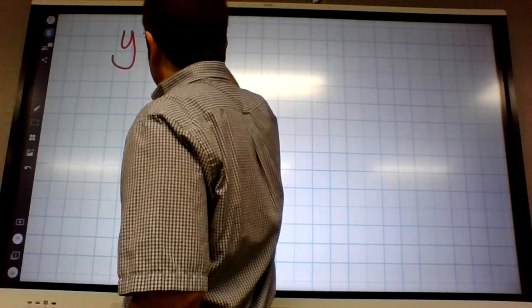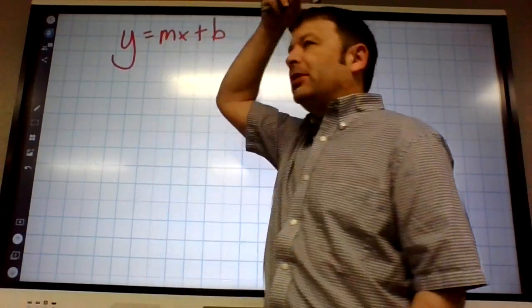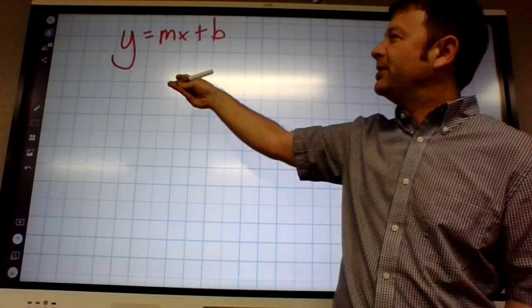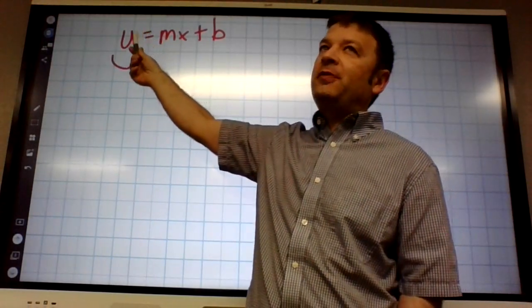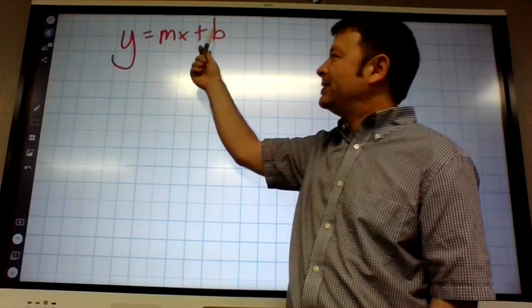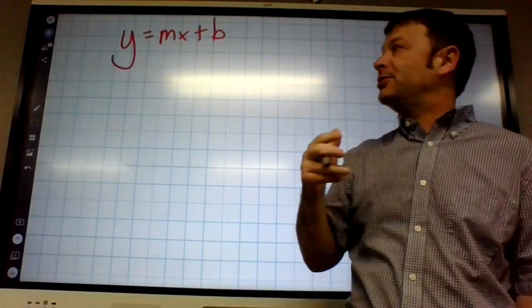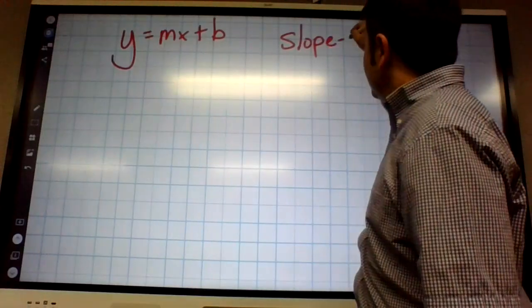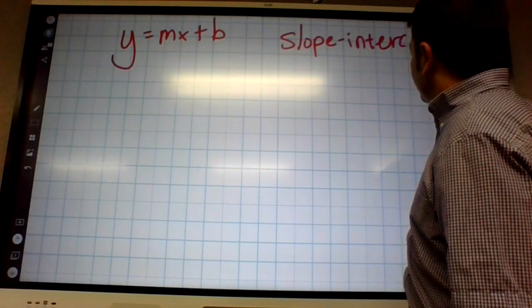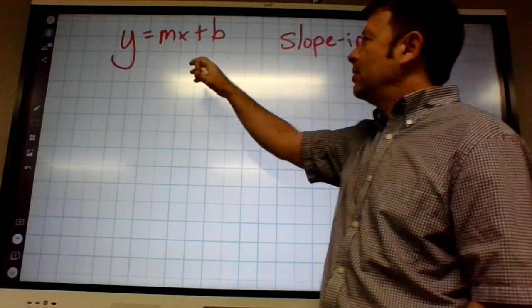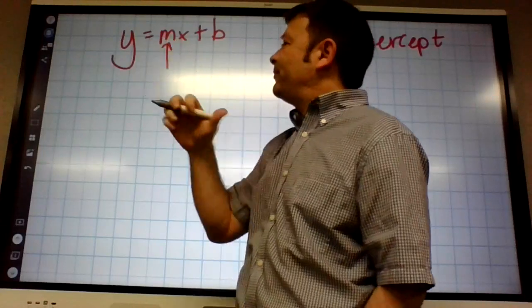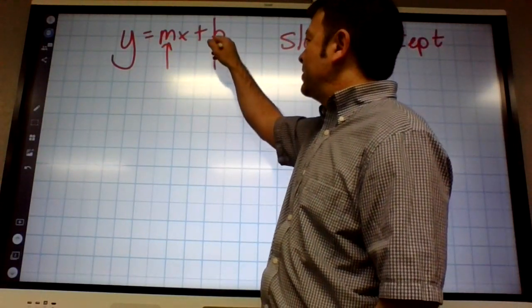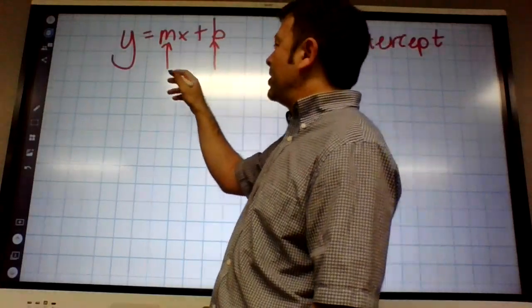Y equals mx plus b. Okay. This whole chapter is about linear equations, but this form of a linear equation is the easiest to graph. It's called slope-intercept form. Why is it called slope-intercept form? Okay, because the number in front of the x tells you the slope, and the number that's added or subtracted out here tells you the y-intercept.